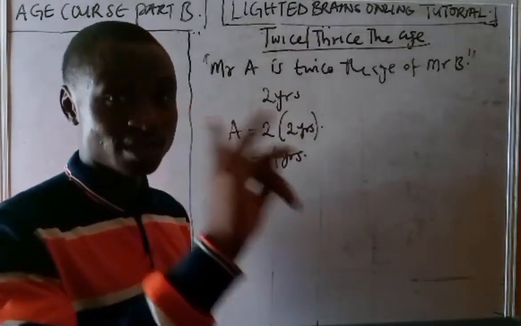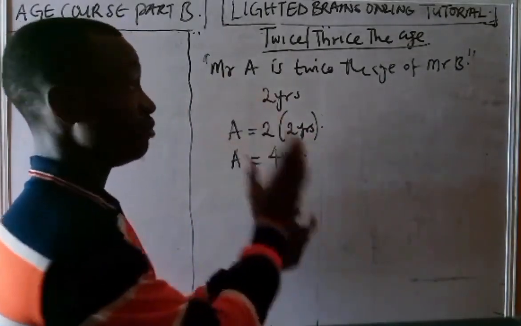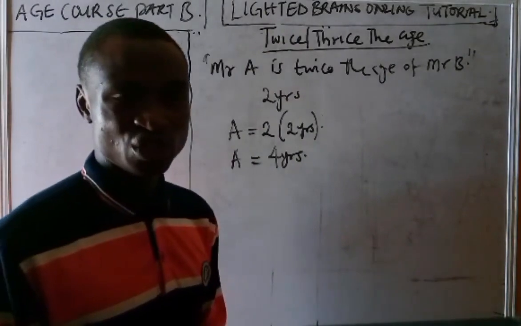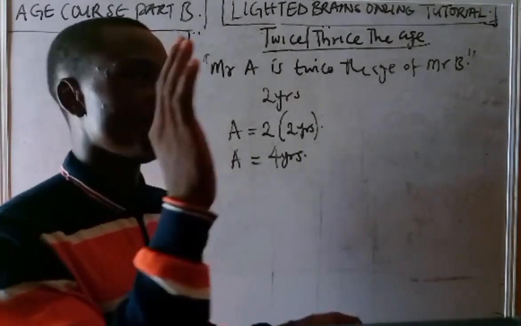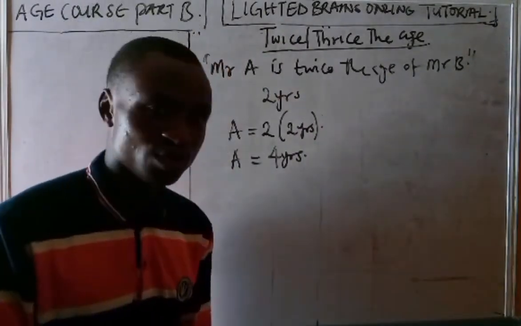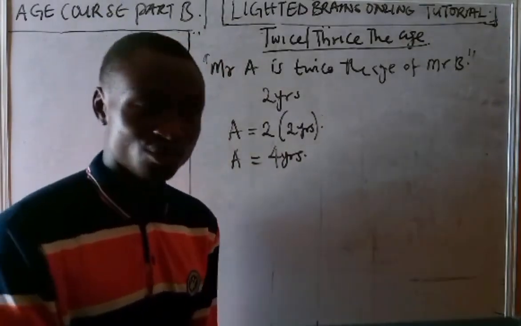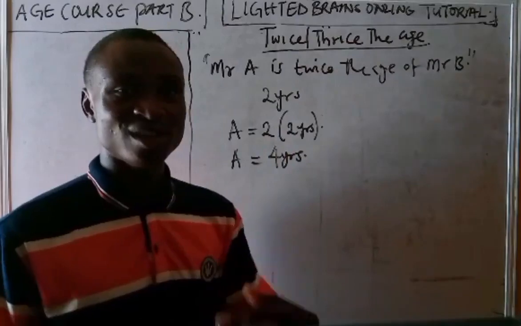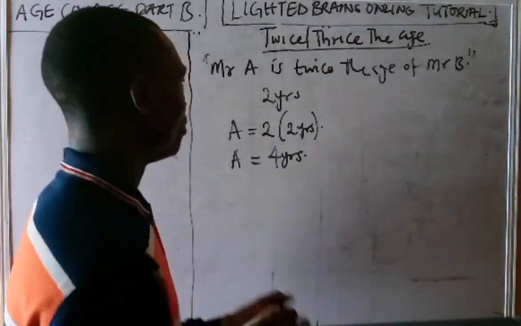So I want to give you two concepts that will enable you to solve questions on thrice and twice, and I will also give you questions. I believe you are set now. Just get your paper, get your notes. I believe you've gotten your notes. You write LBUT on it, that is Lighter Brains Online Tutorials, because that is the source you are learning it from. Do you understand? So now let's go.